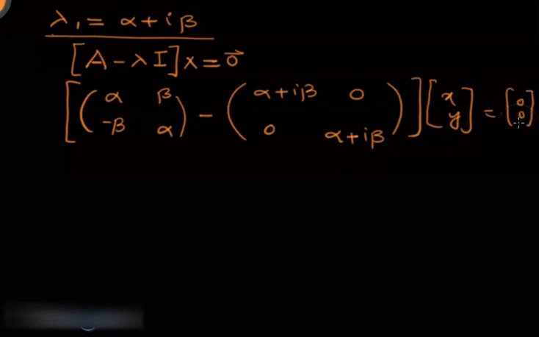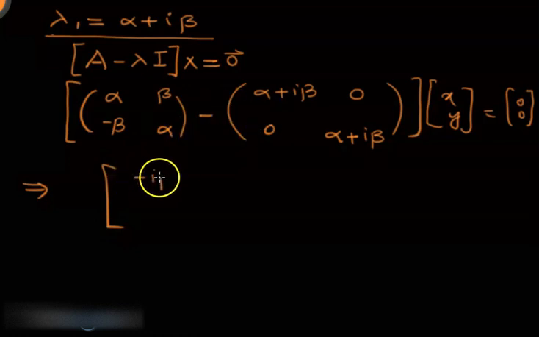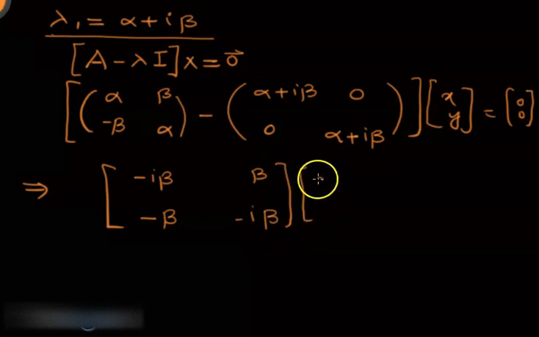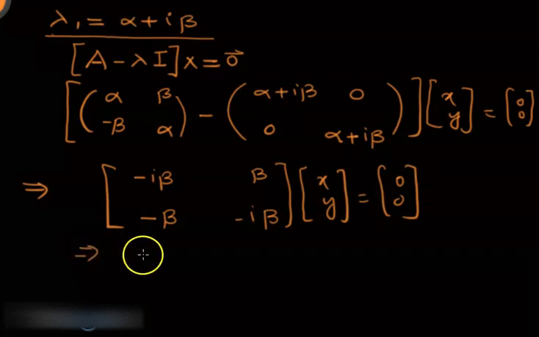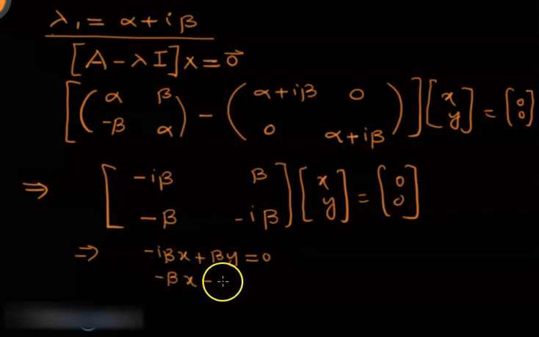and it has to be set equal to the 0, 0 column vector. After some algebraic manipulation, this gives me minus I beta, beta, minus beta, minus I beta, applied onto x, y to be 0, 0, which implies minus I beta x plus beta y equals 0, and minus beta x minus I beta y equals 0.